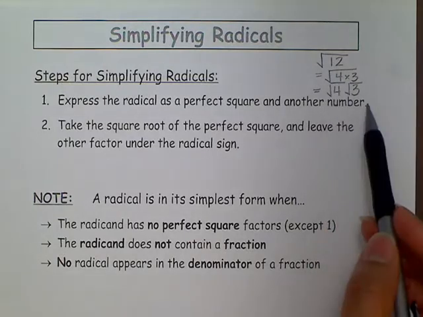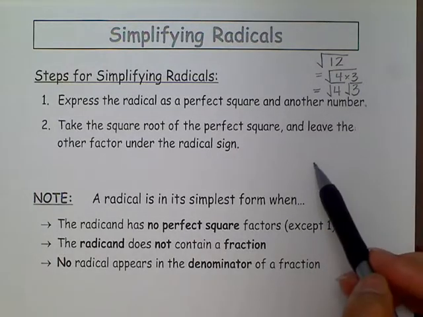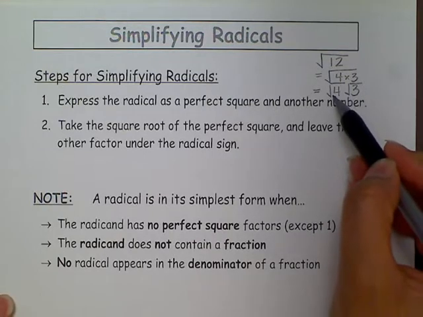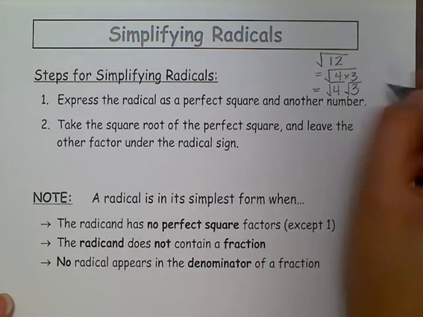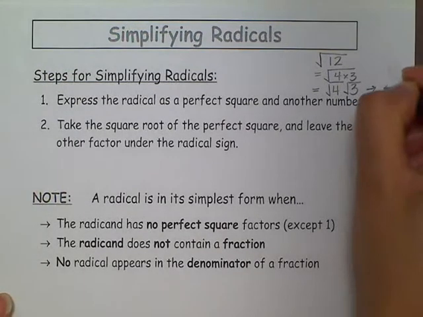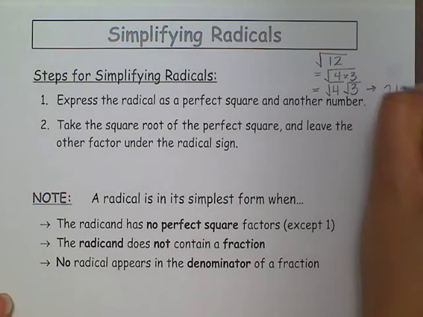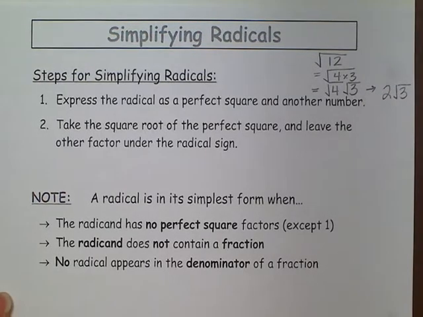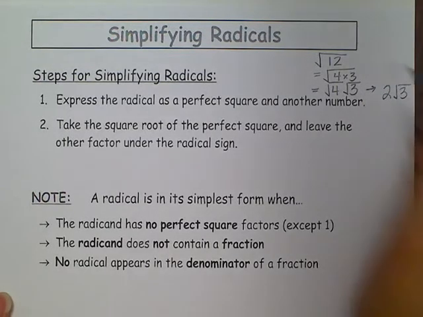So I broke down 12 into 4 and 3. And then your next step is to take the square root of the perfect square and leave the other factor under the radical sign. So you'll notice that the square root of 4 is something I can actually evaluate, whereas the square root of 3 is something I cannot evaluate. So this will end up giving me 2 times the square root of 3. Okay, so that's the radical in simplified form.